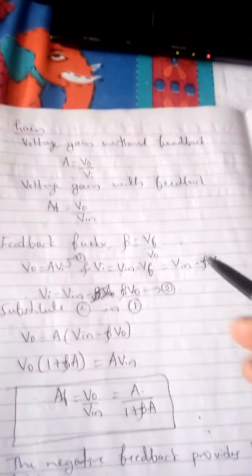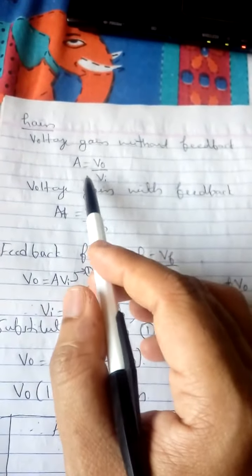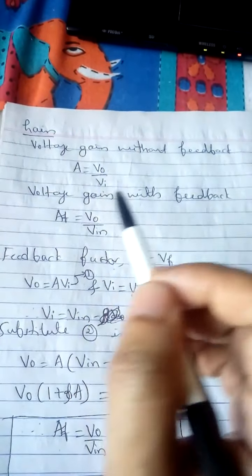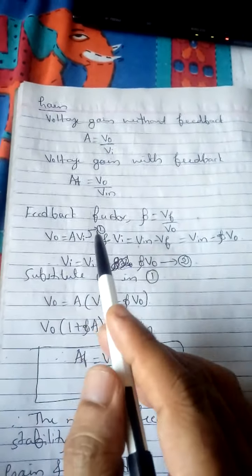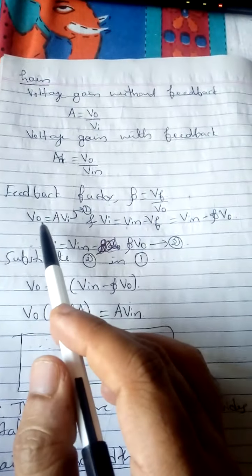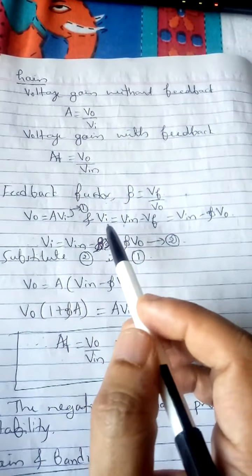Next, we are again checking for gain. Gain A equals V naught by Vi without any feedback. Gain with feedback I am writing as V naught by Vin. Then the feedback factor beta equals Vf by V naught. Then V naught equals A into Vi. I am calling it equation number 1.